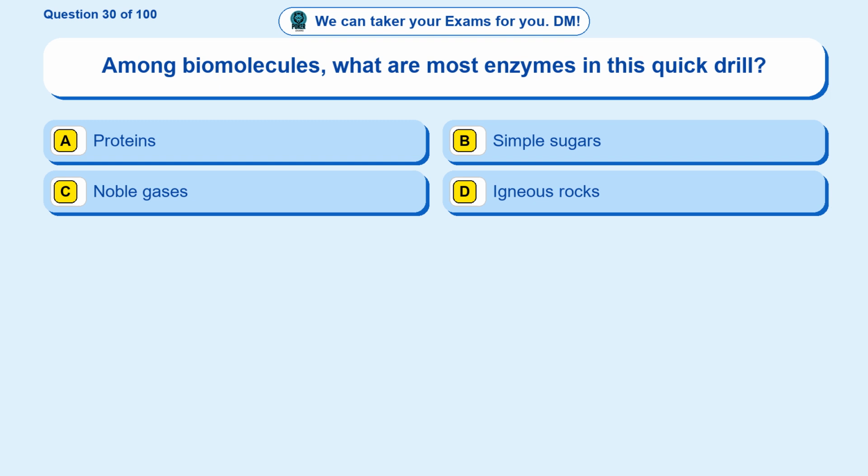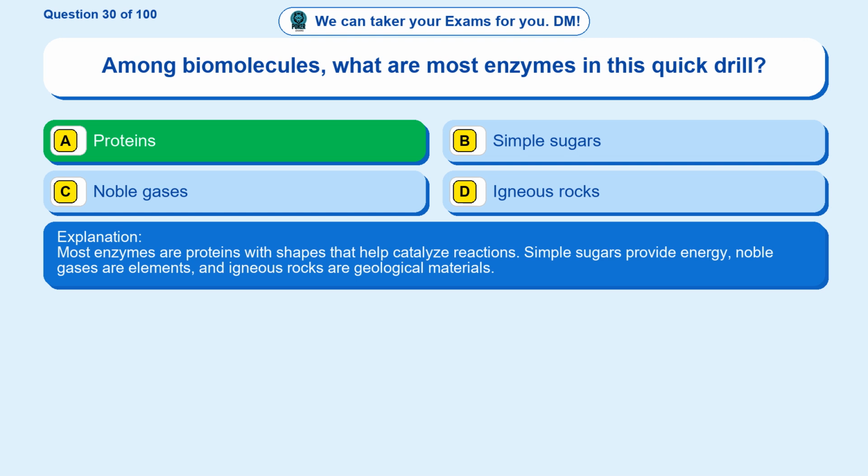Question 30. Among biomolecules, what are most enzymes in this quick drill? Option A, proteins. Option B, simple sugars. Option C, noble gases. Option D, igneous rocks. The correct answer is option A. Proteins. Most enzymes are proteins with shapes that help catalyze reactions. Simple sugars provide energy, noble gases are elements, and igneous rocks are geological materials.